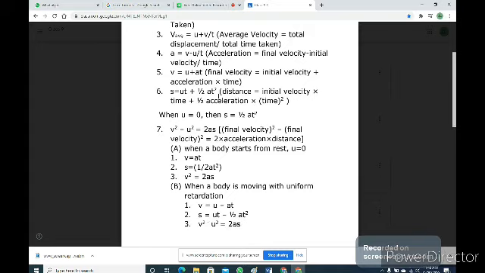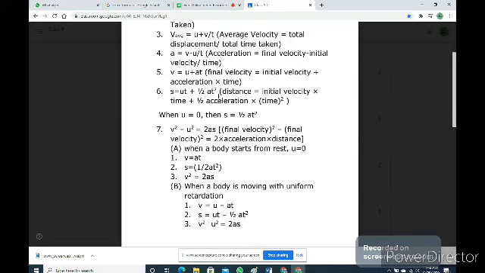When u is equal to 0, that means the initial velocity is 0, then this is equal to half at square. Okay, so v square minus initial velocity whole square, u square, is equal to 2 into acceleration into distance.